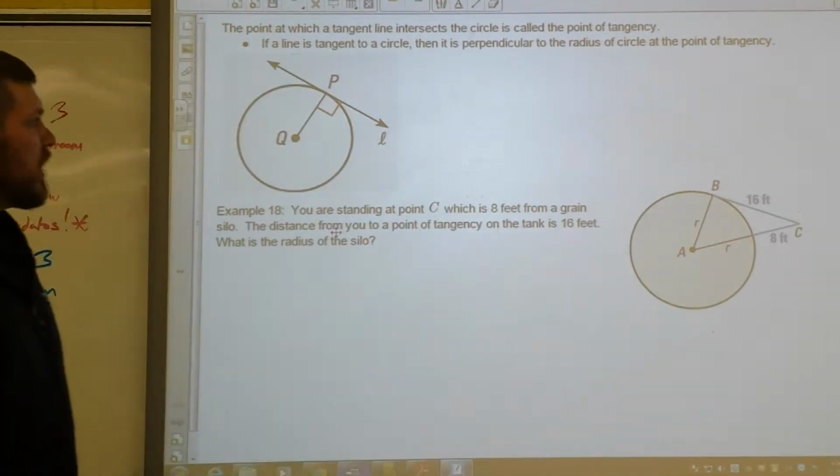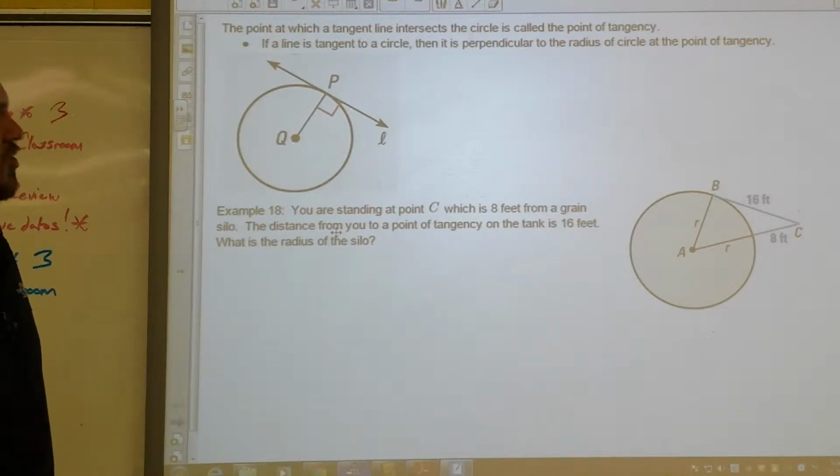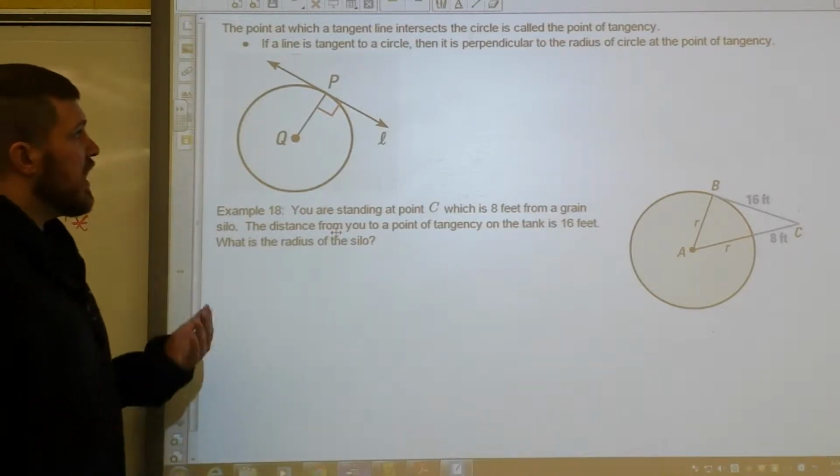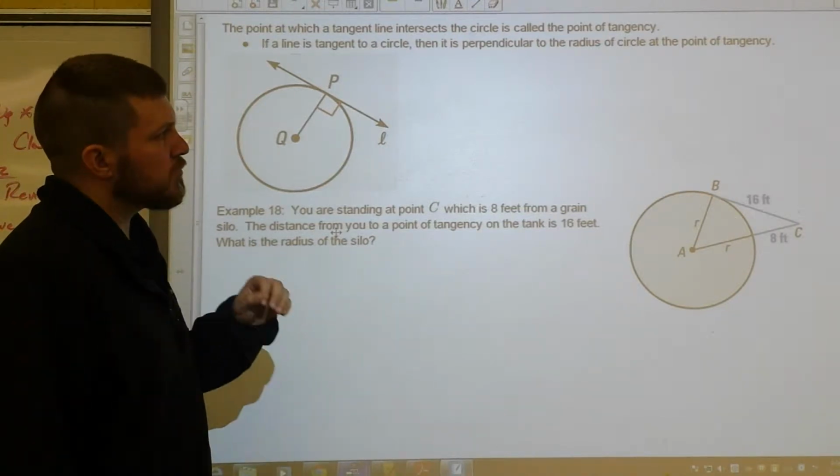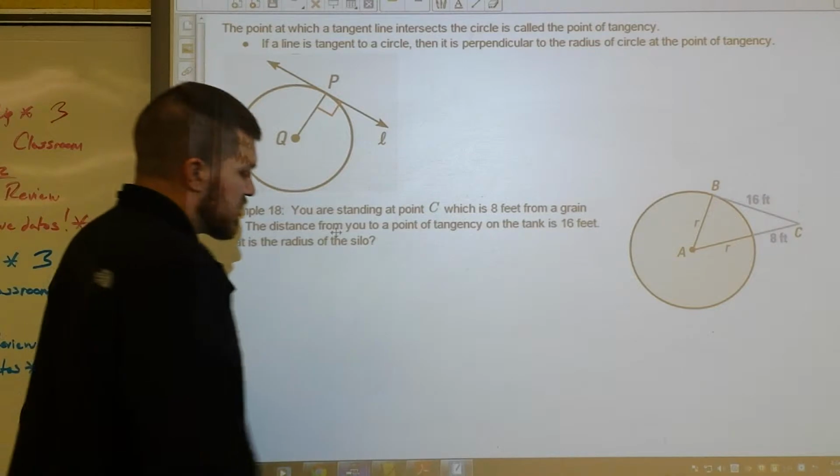Alright, so the point at which a tangent line intersects a circle is called the point of tangency. If a line is tangent to its circle, then it's always going to be perpendicular to the radius of the circle at the point of tangency.